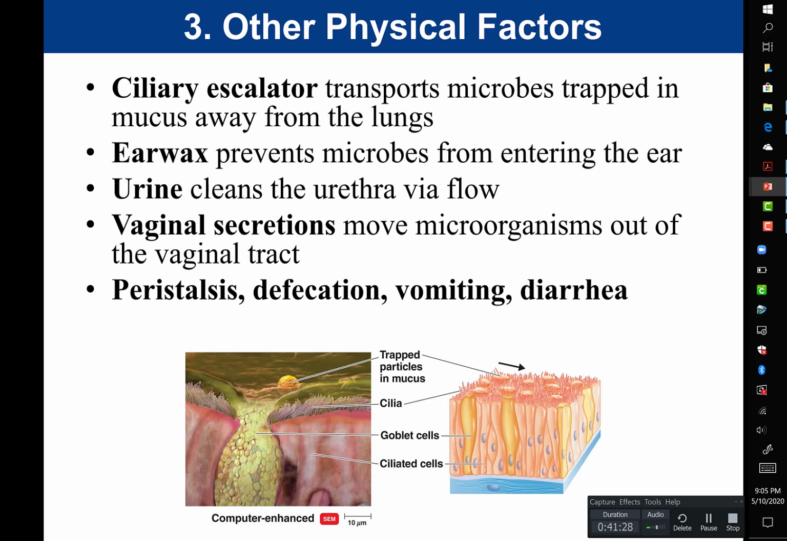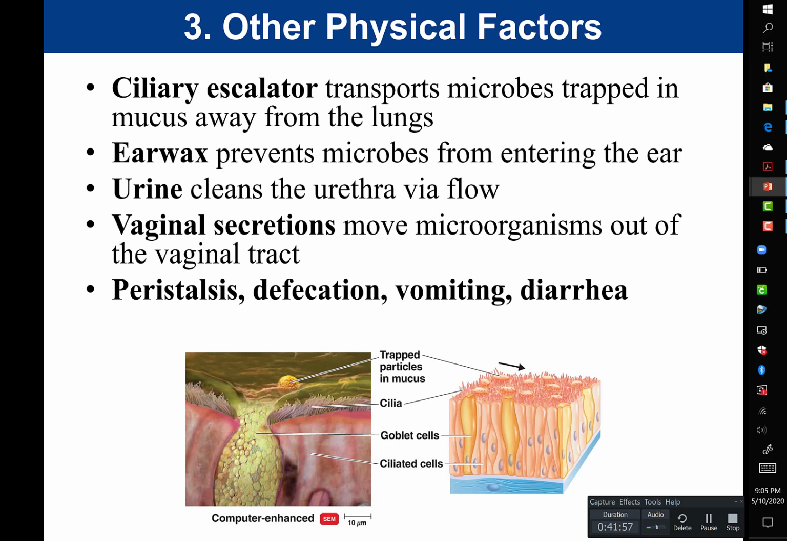Urine. Urine is going to, again, clean the urethra via flow. So it's just, again, going to flush out microbes. We have vaginal secretions. Right? Vaginal secretions are there to help move microbes out of the vaginal tract, again, through a flushing action. We also have peristalsis, so the movement of the stomach.